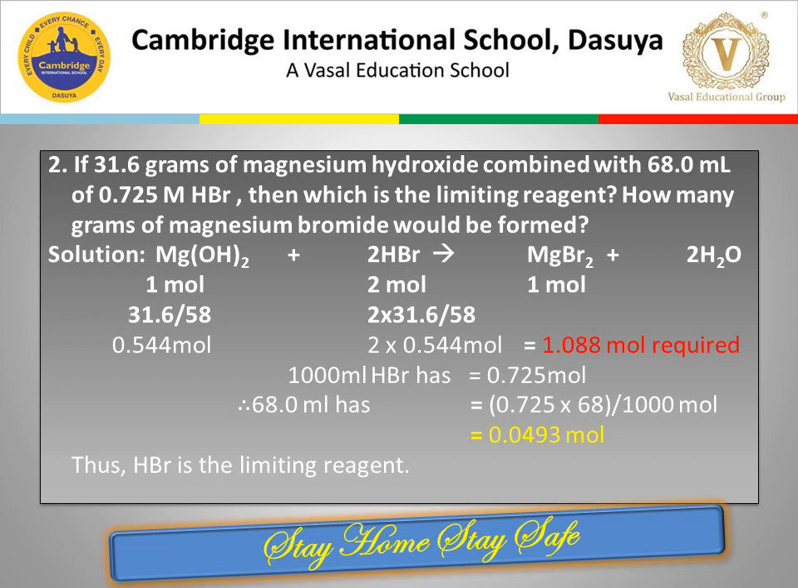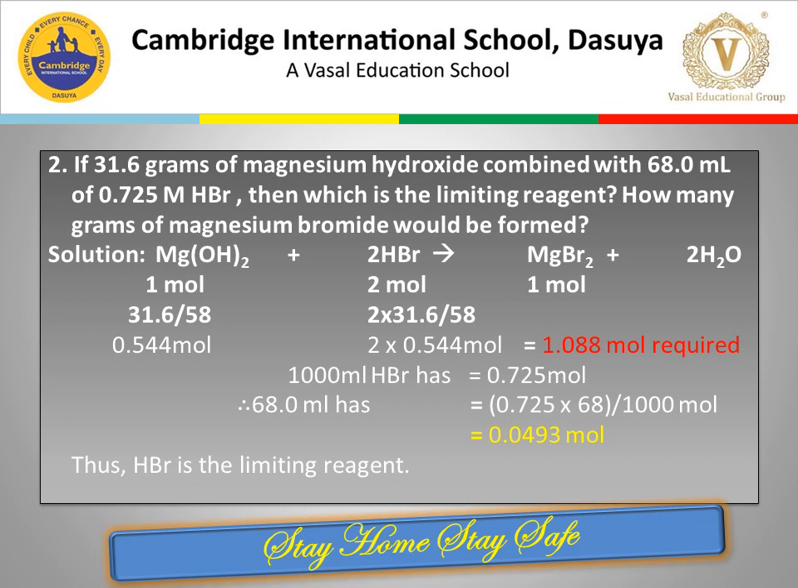So when we solve 31.6 divided by 58, we get 0.544 mole of magnesium hydroxide. So this will require double that amount, so it will require 1.088 mole of HBr. This is the required amount of HBr. But according to the question, we have 1000 ml of HBr solution that has 0.725 mole. So this is the molarity. So in 1000 ml of solution, we have 0.725 mole of HBr.